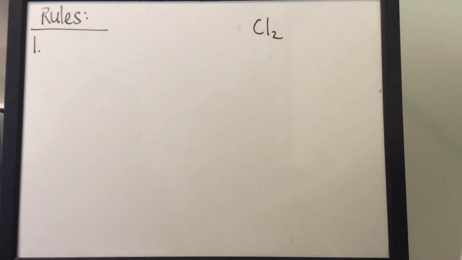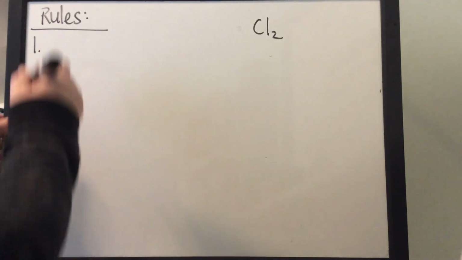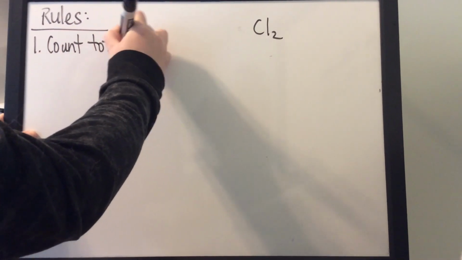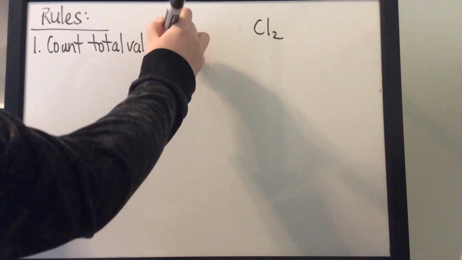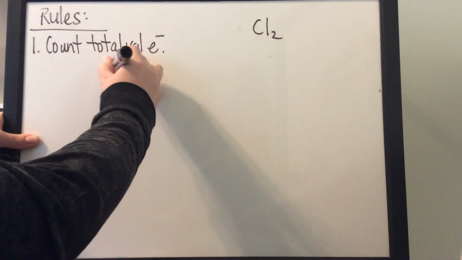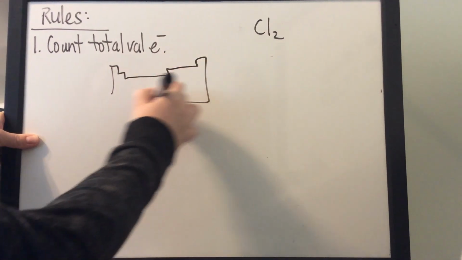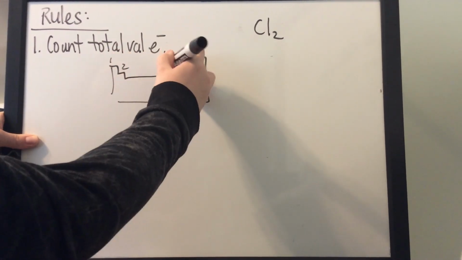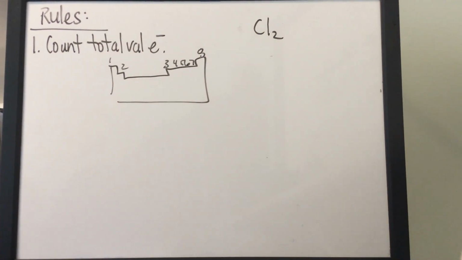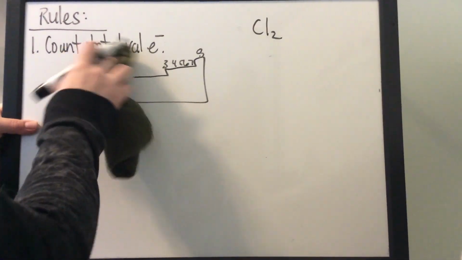The first rule is to count the total valence electrons. Remember your pattern across the periodic table to count valence electrons. Group 1 is 1. You don't have to draw this because you're probably going to run out of room, but remember, it looks like this: 1, 2, we skip 3, 4, 5, 6, 7, and the magic number of 8. If you want to write that down, you can, but that is how we count valence electrons.